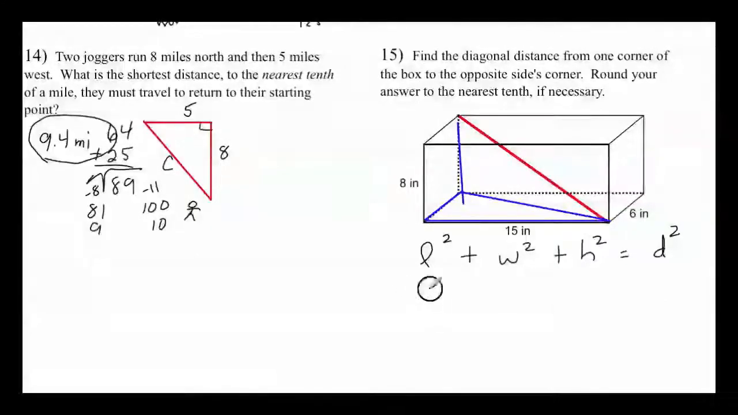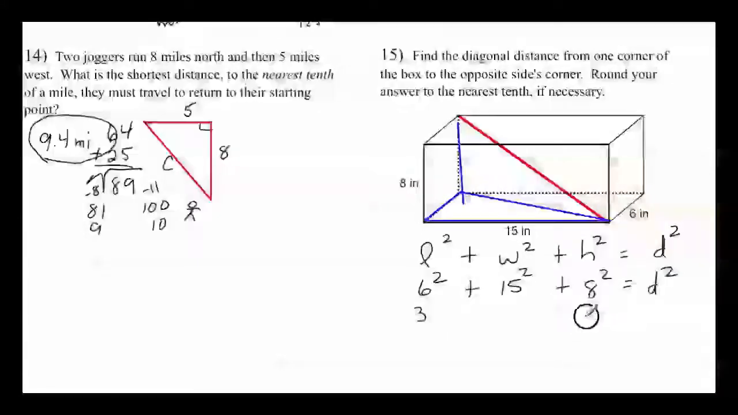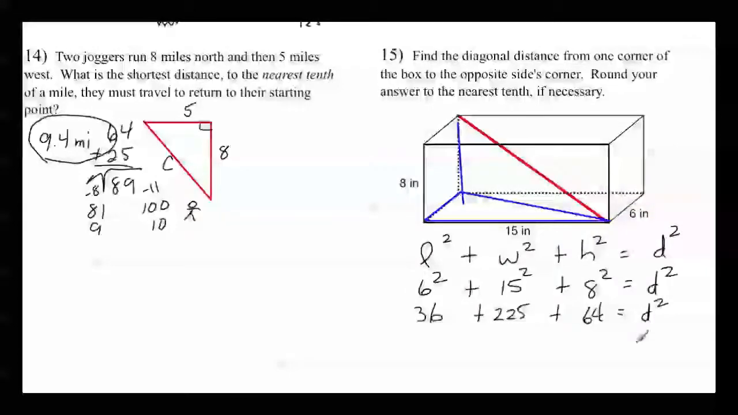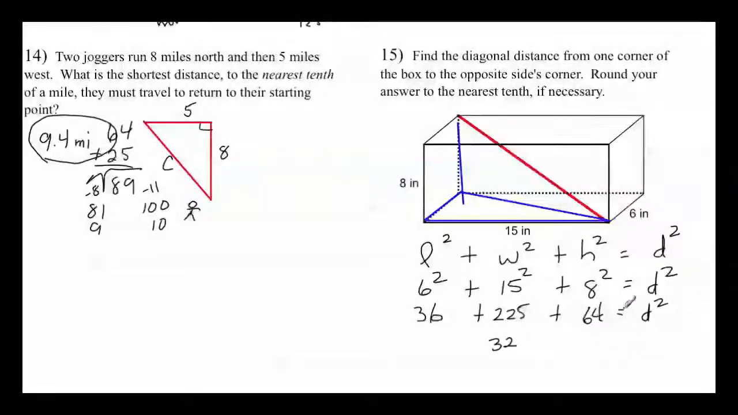So the length is 6 squared, the width is 15 squared, the height is 8 squared, and I don't know my diagonal squared. So that's 36, that's 225, that's 64, and then add them all up. This is kind of just a hybrid of the Pythagorean theorem. So 36 and this 64 over here is 100, plus that 225 gives 325 equals d squared. Just like in the real Pythagorean theorem, I find the square root to get rid of that square, so they cancel.